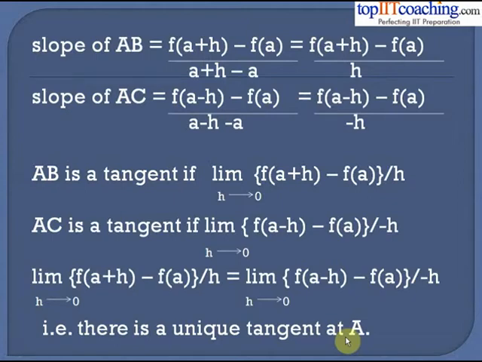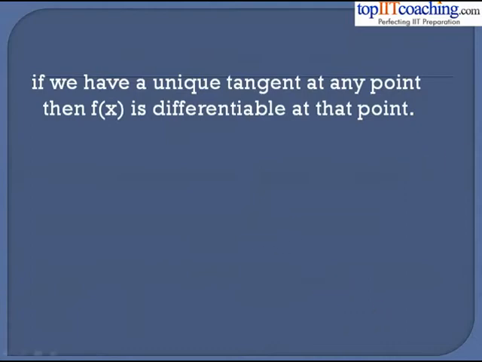So in order to have a unique tangent at the point A, the limiting value of the slope of AB should be equal to the limiting value of the slope of AC. Now if we have a unique tangent at any point, then f(x) is said to be differentiable at that point. So for any function f(x) to be differentiable at any point, it is necessary to have a unique tangent at that point.